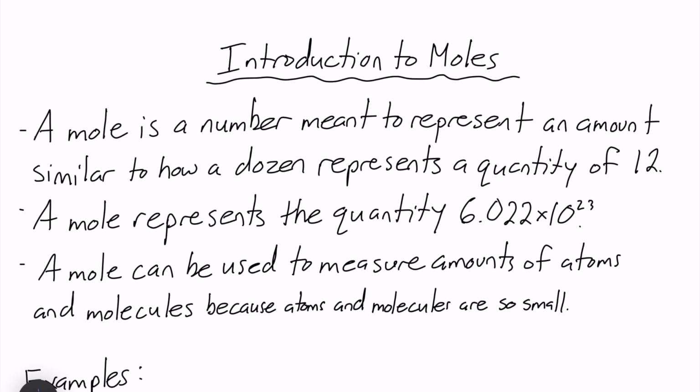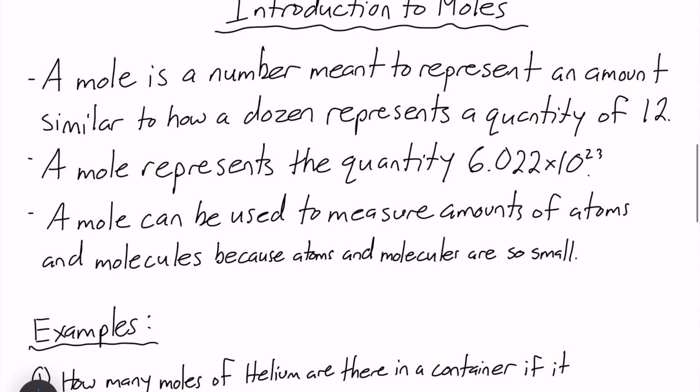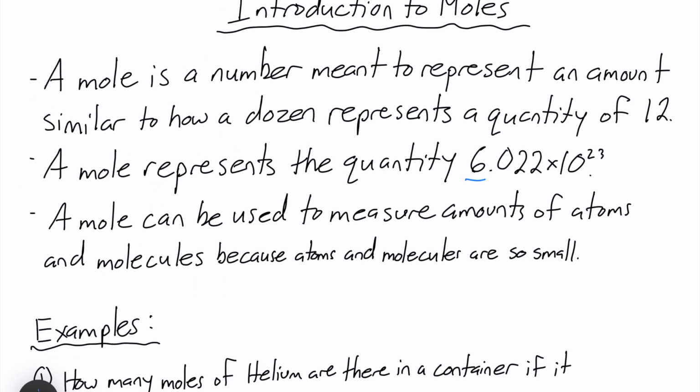So to start, a mole is a number that's just meant to represent an amount, similar to how a dozen represents a quantity of 12, or a baker's dozen represents a quantity of 13, with 1 for the baker. So a mole represents the quantity of, here's the magic number for you, 6.022 times 10 to the 23. Okay, so you'll notice that that is a very, very, very large number.